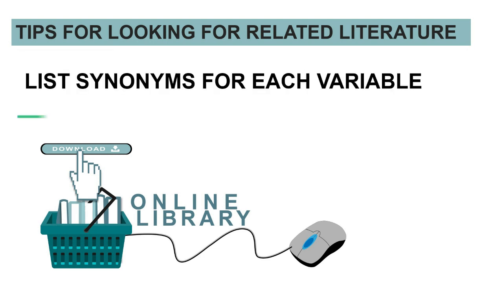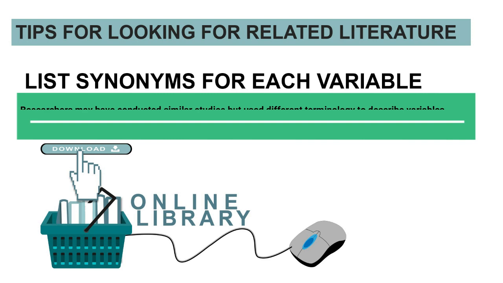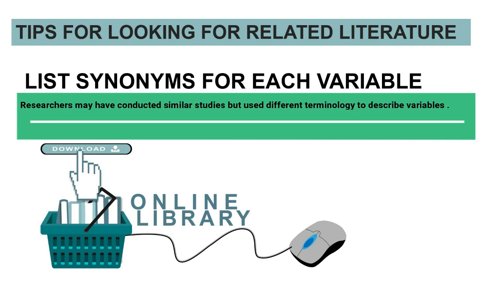Another tip is list synonyms for each variable. Other researchers may have conducted similar studies, but use different terminology to describe the variables. For example, remedial classes may also be called enrichment classes, review classes, or even tutorial sessions. Researchers who write on enrichment classes will provide information that is quite useful to study on remedial classes. So these synonyms can also be used to search in the databases.